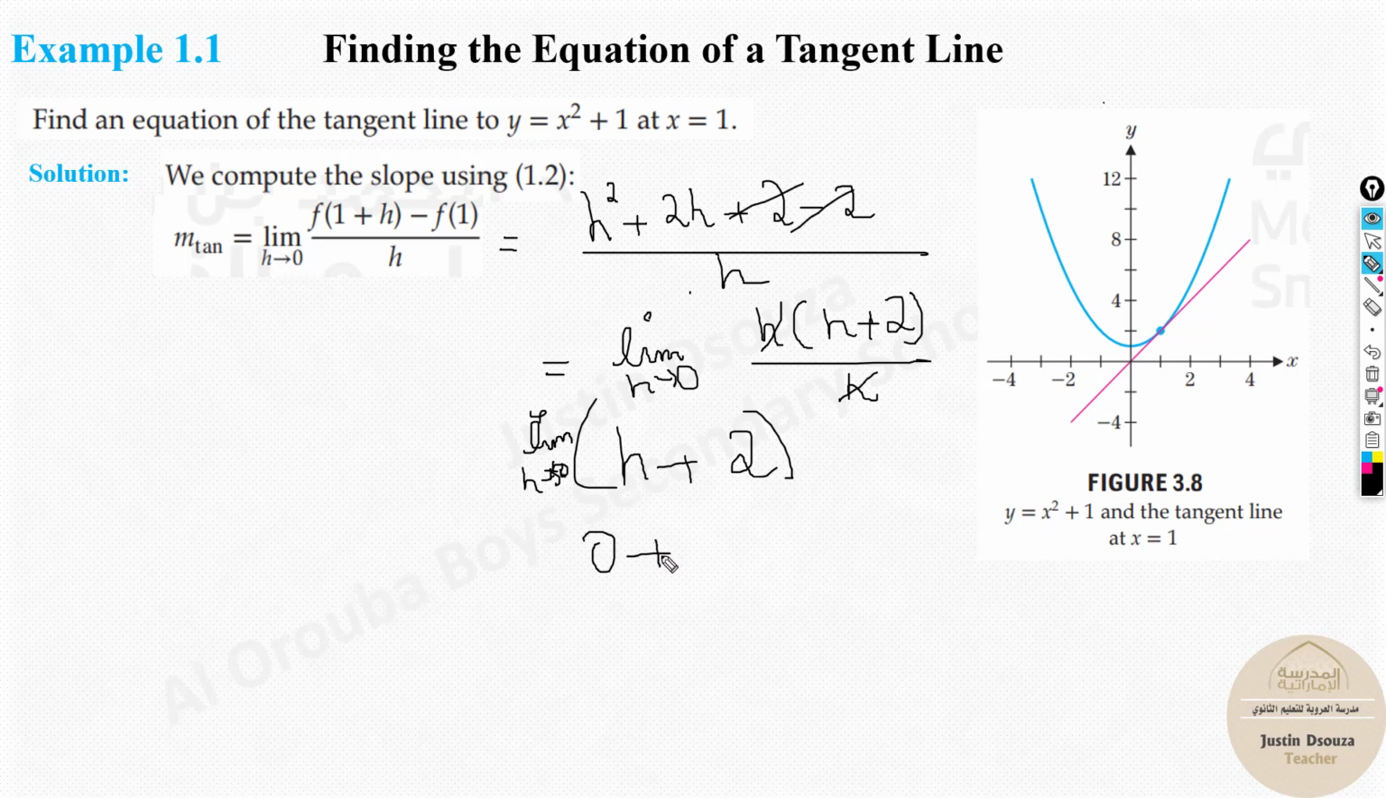So here it will be 0 plus 2. The answer is 2. What is this answer for? It is the slope of the tangent, m tangent. So this m tangent value is 2.